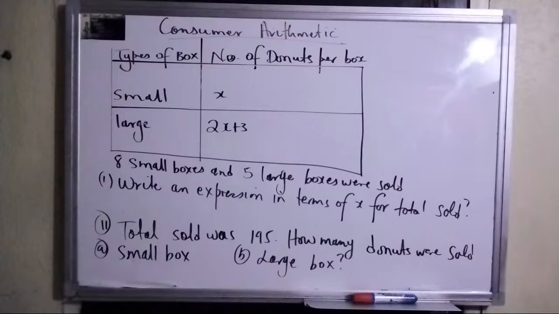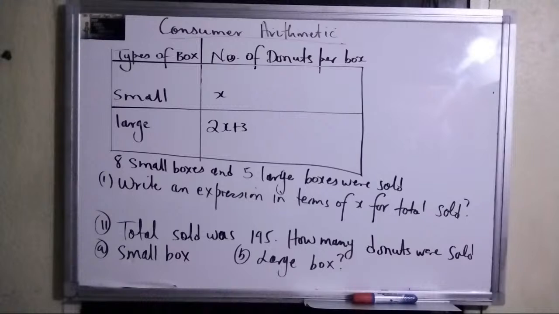Alright, so this one is consumer arithmetic. It talks about the types of box. You have the small box, where x represents the number of donuts per box. The large box consists of 2x plus 3 donuts. The students sold 8 small boxes and 5 large boxes, and we have to write an expression in terms of x for the total donuts sold.